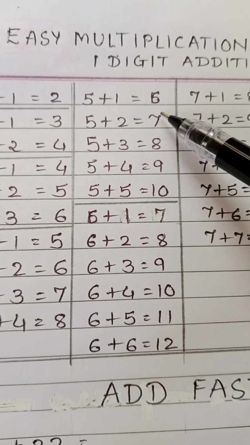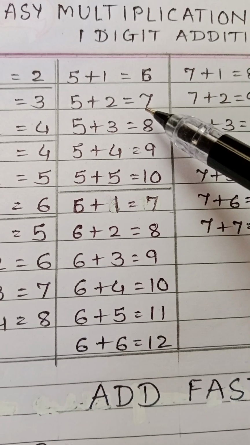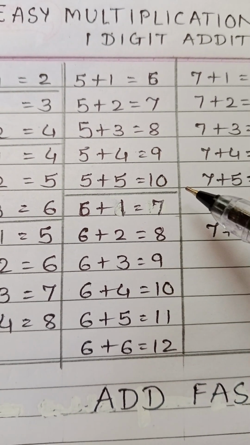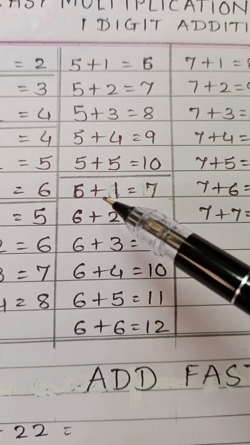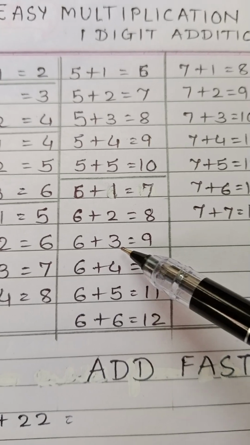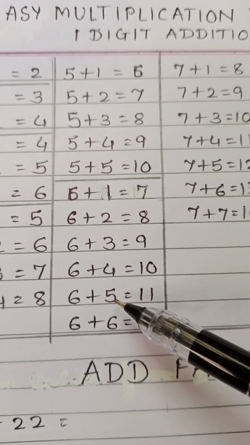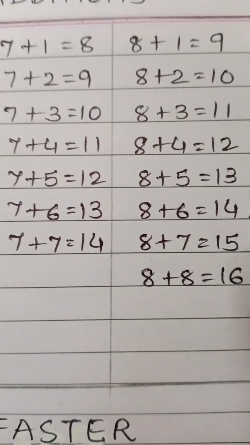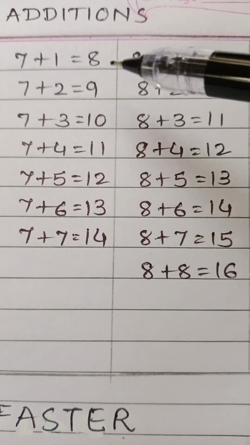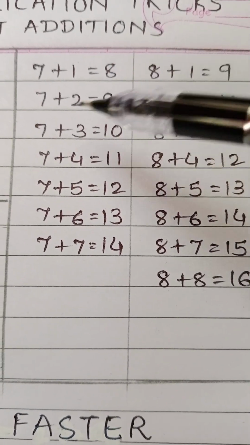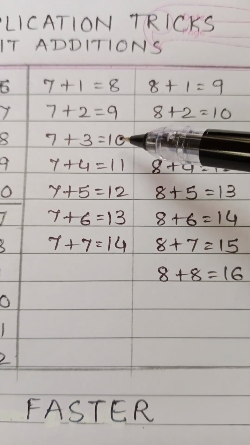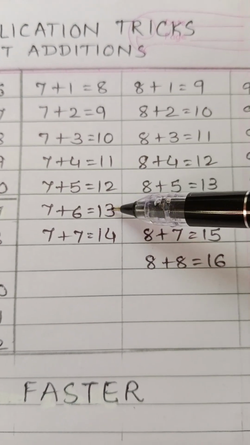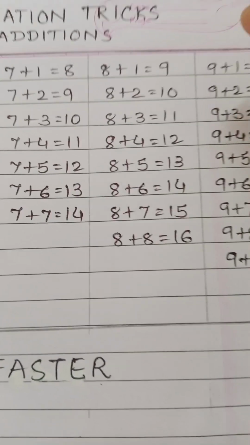Same way here, 5 plus 1 is equal to 6, 5 plus 2 is equal to 7, 5 plus 3 is equal to 8, 5 plus 4 is equal to 9, 5 plus 5 is equal to 10. Same way, 6 plus 1, 6 plus 2, 6 plus 3, 6 plus 4, 6 plus 5, 6 plus 6. And then if you have a look at this, same thing I have written for 7 plus 1. 7 plus 1 is equal to 8, 7 plus 2 is equal to 9, 7 plus 3, 10, 7 plus 4, 11, 7 plus 5, 12, 7 plus 6, 13, 7 plus 7, 14.